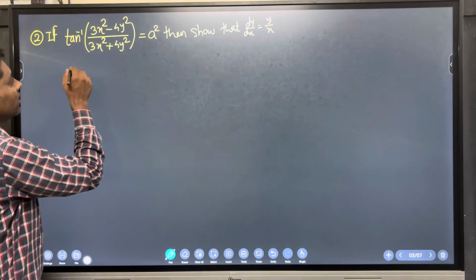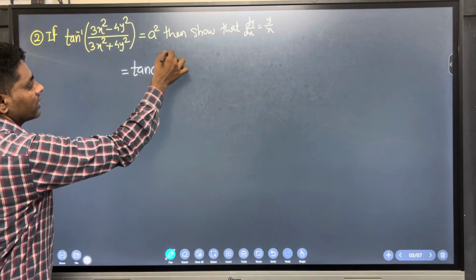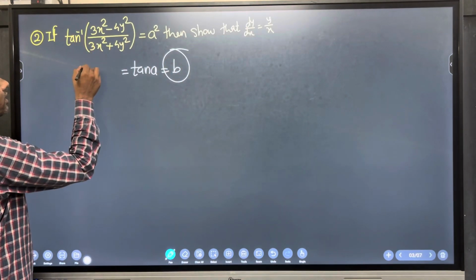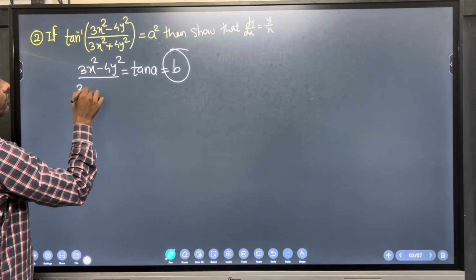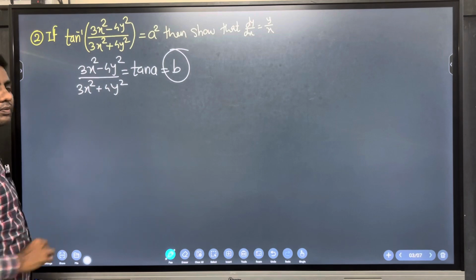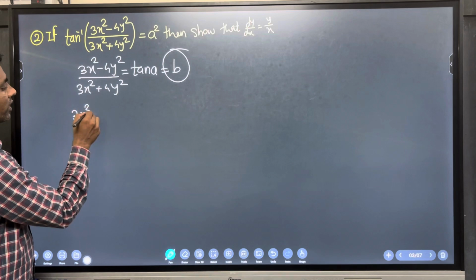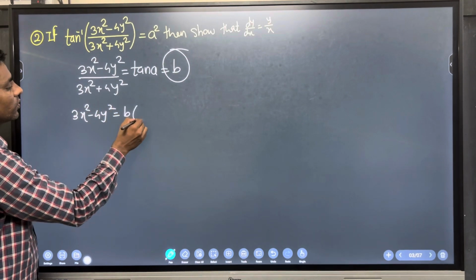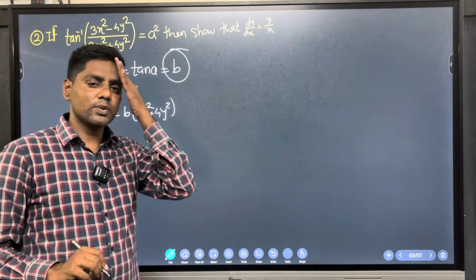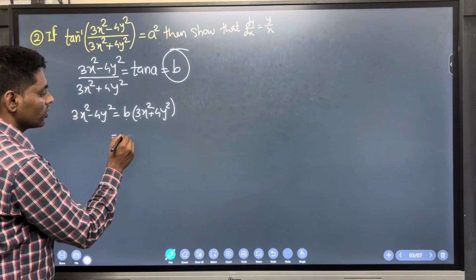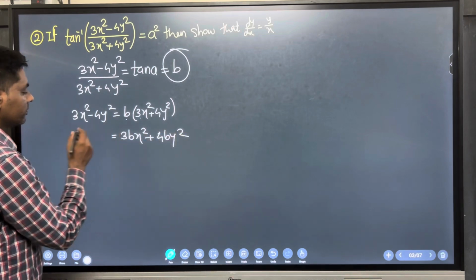So let's start. Tan inverse goes to that side and becomes tan of a, and for that tan of a we consider the next constant. Write down the bracket as it is, 3x square minus 4y square. The question is very simple. This is the denominator term, and going to the other side it goes in multiplication. So 3x square minus 4y square equals b into 3x square plus 4y square. Make the bracket expansion: b multiplies both terms, so it becomes 3bx square plus 4by square.